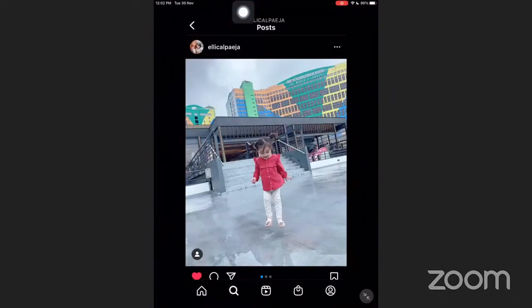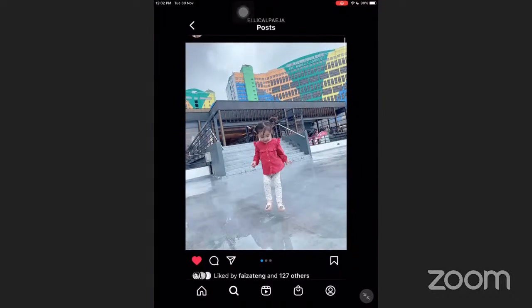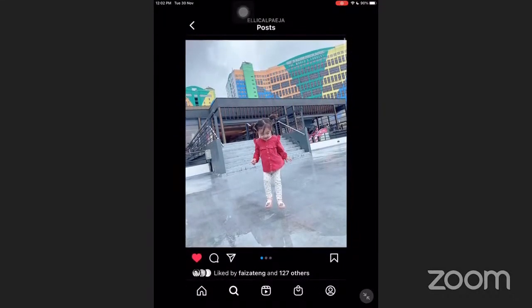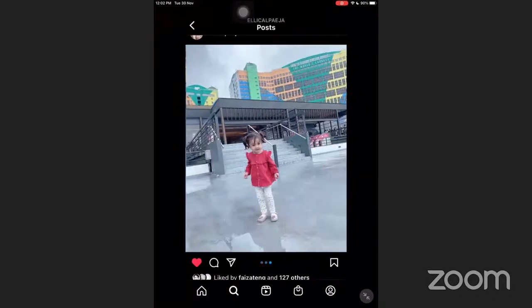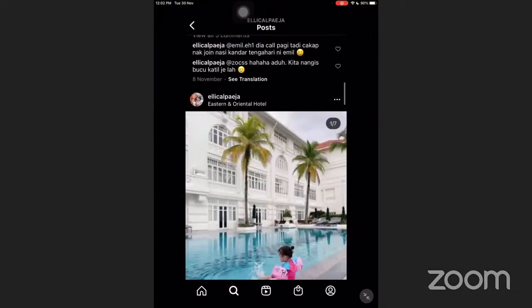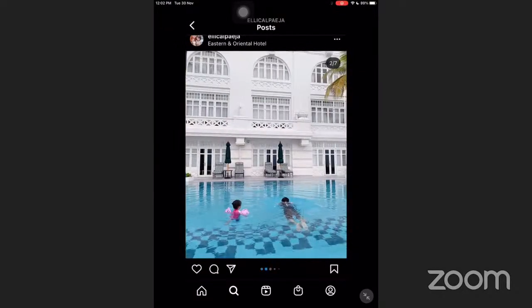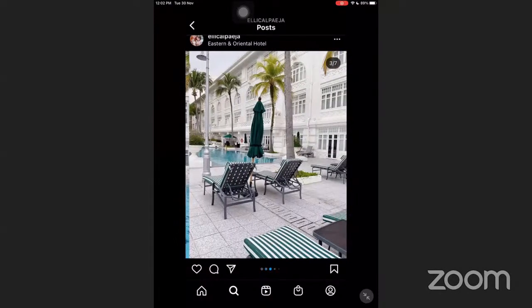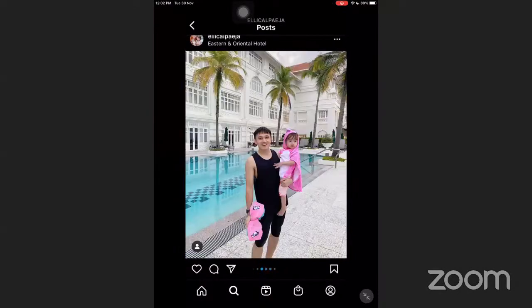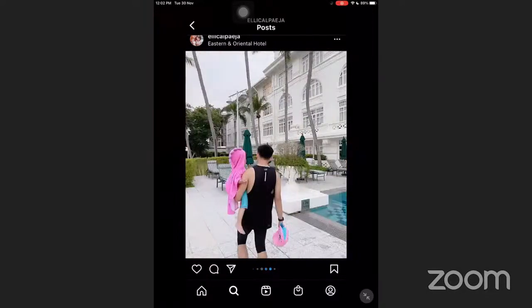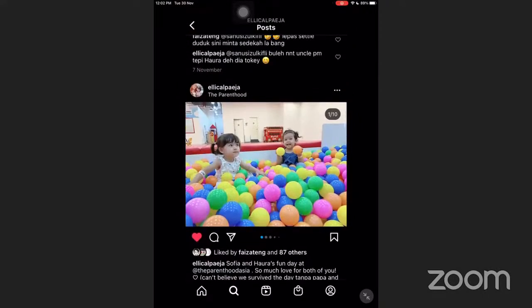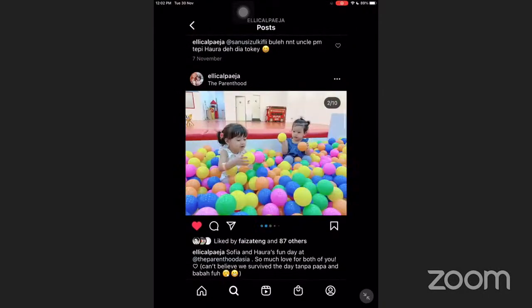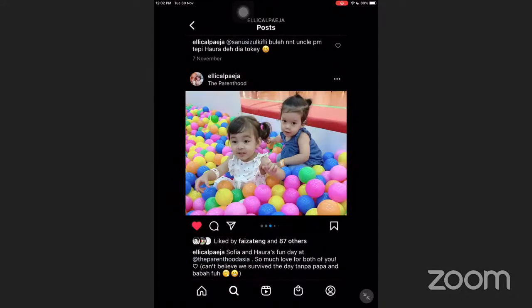Okay, abaikan. Aku nak flex gambar anak saudara aku. Ni gambar Aura. Dia tengah lompat-lompat atas paddle. Nak flex gambar anak saudara sendiri. Ni gambar Aura mandi kolam. Ni gambar Aura lagi. Main dekat dalam kolam.